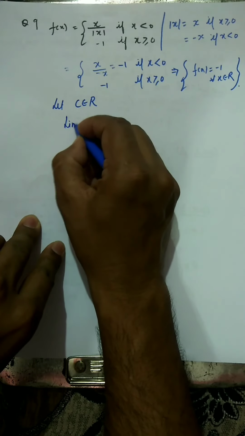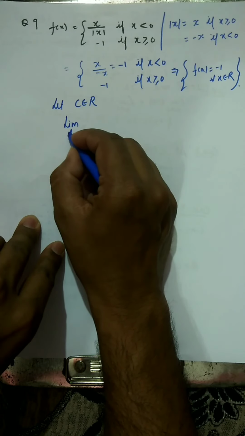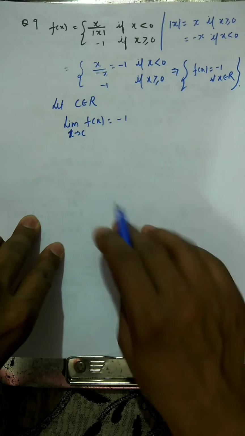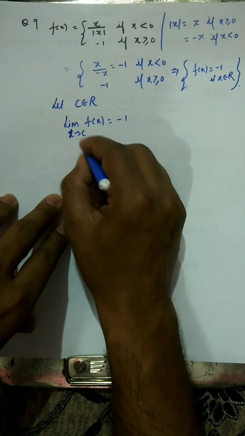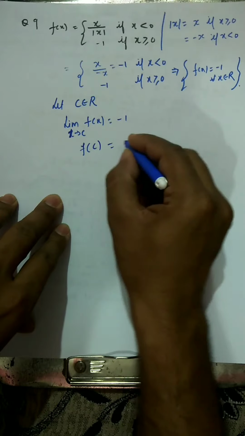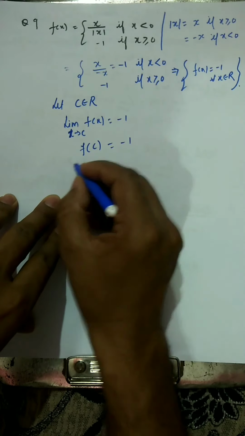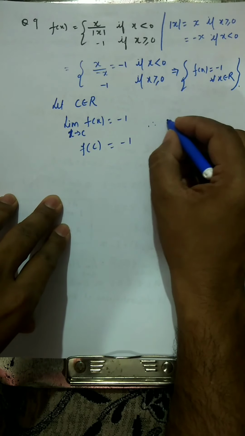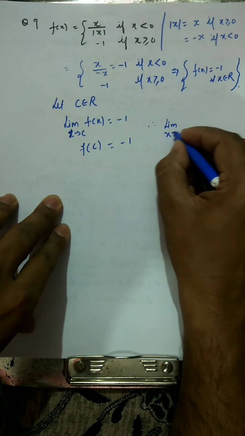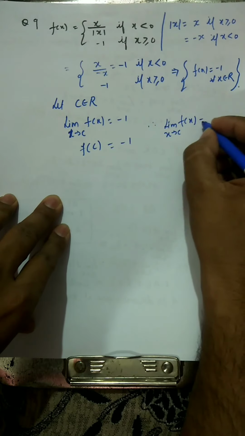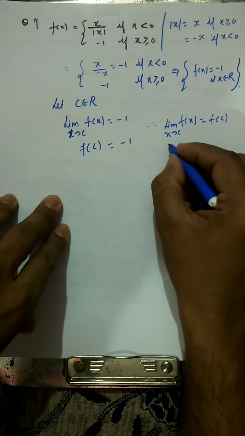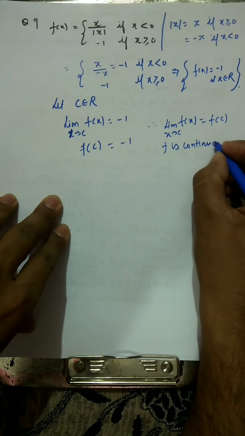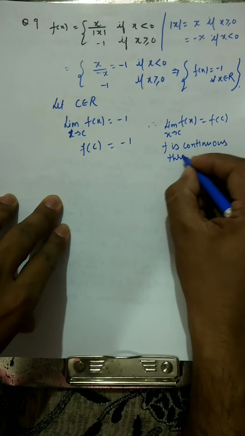Now if I calculate limit x tends to c, then you know what is going to happen. Your answer is going to be minus 1, and this f(c) is also going to be minus 1. So it means, therefore, you can say limit x tends to c of f(x) equal to f(c). So it means the function is continuous throughout its domain.